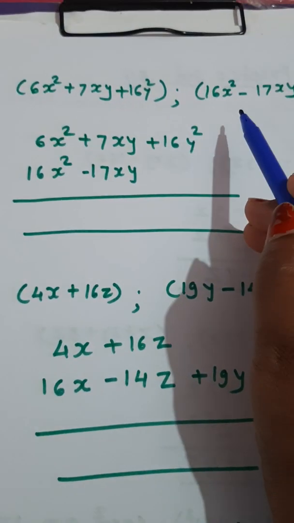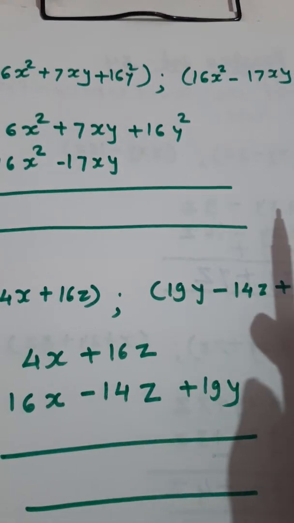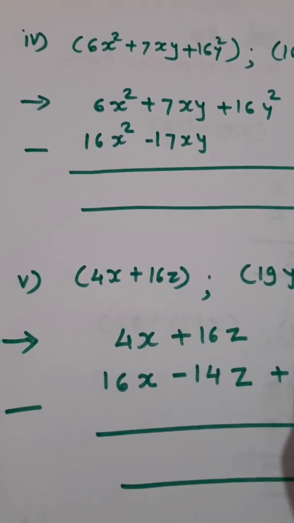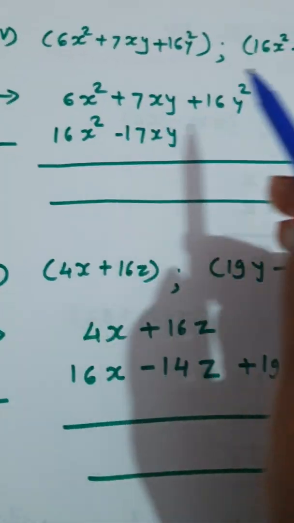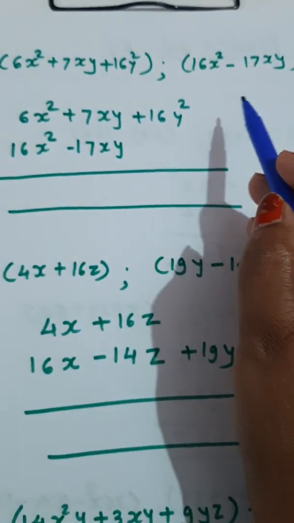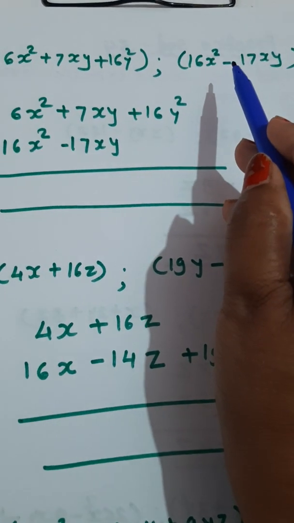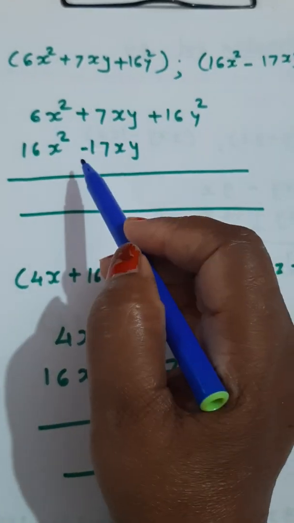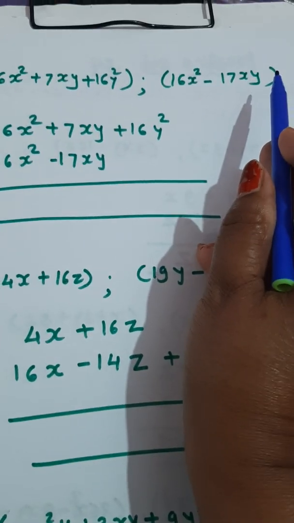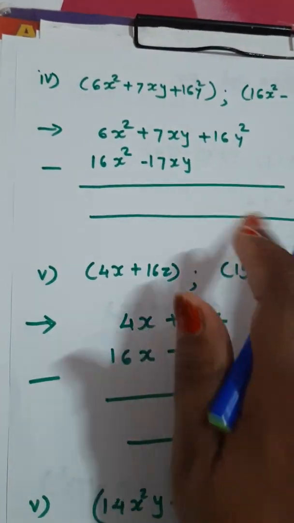Now in the second expression only two terms, so arrange it very carefully, search the like terms. 16x² will come downside of x², and then this negative 17xy will come downside of 7xy, and here y² term is not there, so here no term.